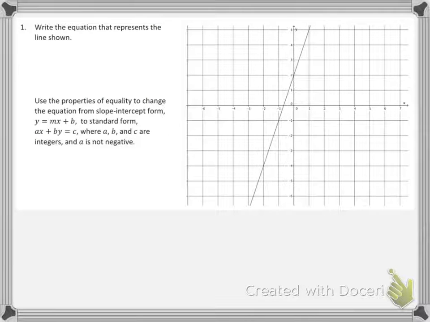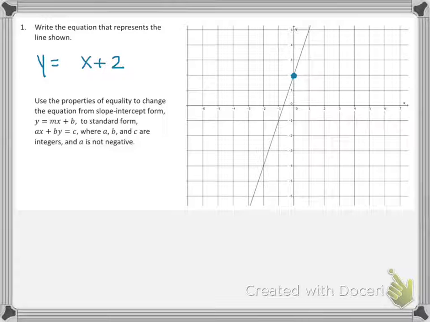All right, today we have to write the equation that represents the line shown. So let's do that first. We're going to do that by first finding where the line crosses the y-axis, and I can see that is at positive 2. So I'm going to write this in slope-intercept form. Y equals something times x plus b, which is my y-intercept, and that's at 2.